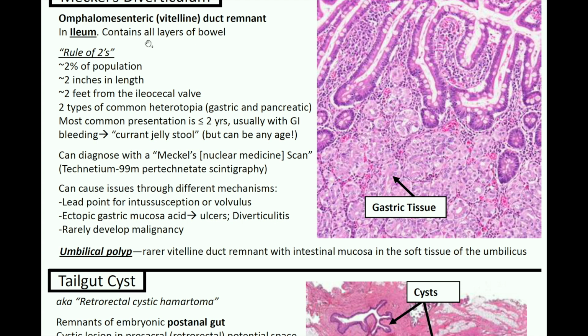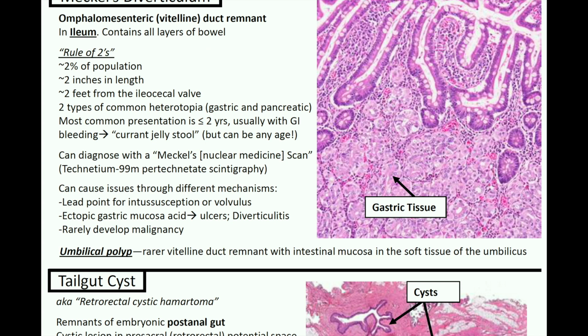You can diagnose Meckel's with a Meckel's nuclear medicine scan, or a technetium-99m pertechnetate scintigraphy, which is far easier just to say Meckel's scan. And here you see some small bowel mucosa, and then you also have gastric tissue as well. So that is where you get those 2 different types of tissue as part of that rule of twos mnemonic. Meckel's diverticulum can cause issues through different mechanisms.